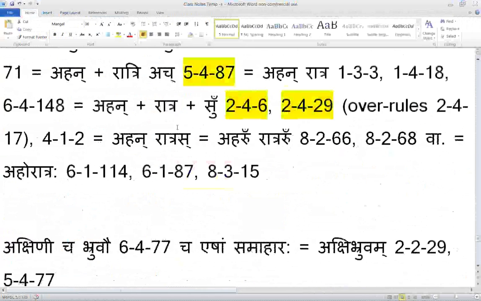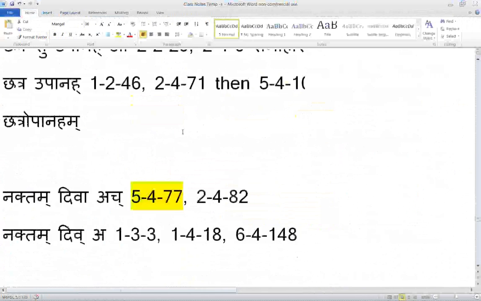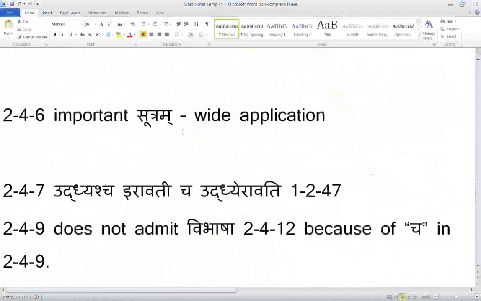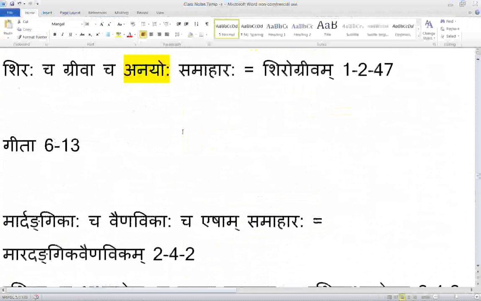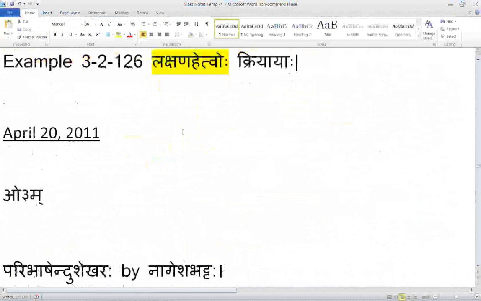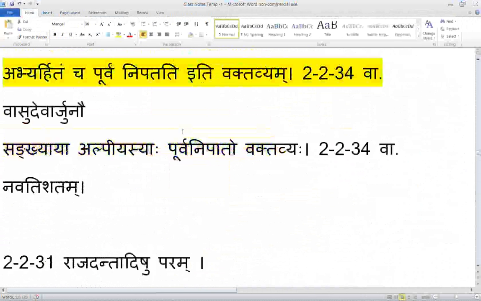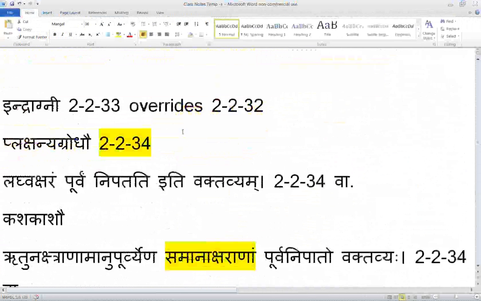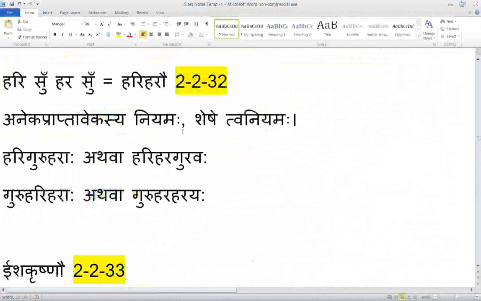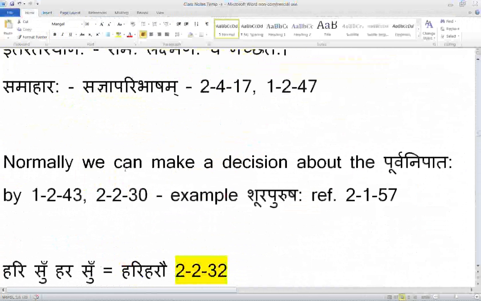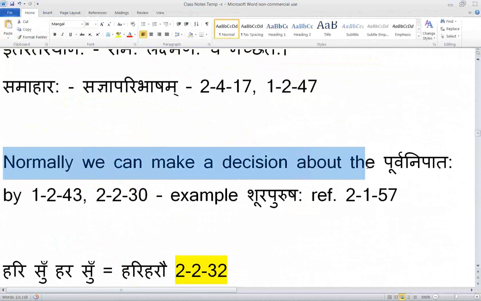So that's what we were talking about two classes back, I think. It was April 13th. Oh, yeah. So the April 13th class, we talked about how to make the decision about Purunipataha. So in the April 13th class, we were talking about this issue about Purunipataha.